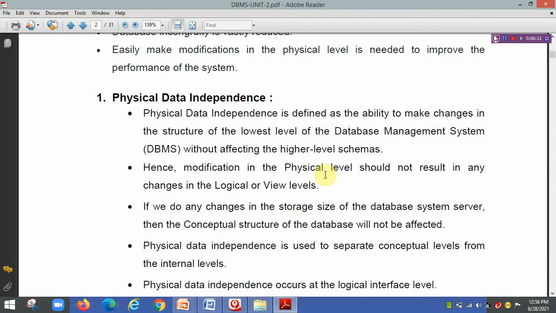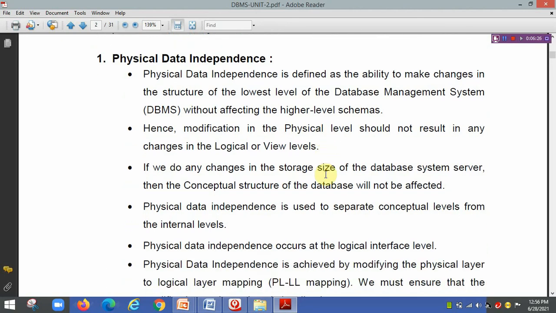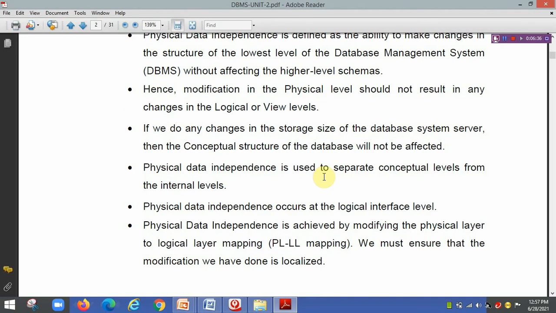Physical data independence is used to separate the conceptual level from the internal level. That means physical data independence always separates the conceptual level and internal level. Physical data independence occurs at the logical interface level. Okay. Physical data independence is achieved by modifying the physical layer to logical layer mapping. So this is called PL or LL mapping.